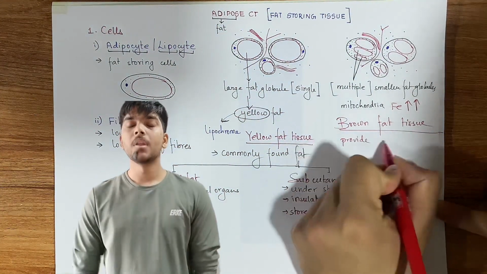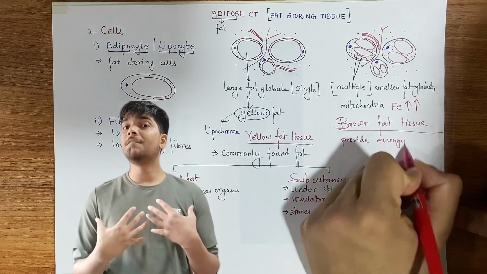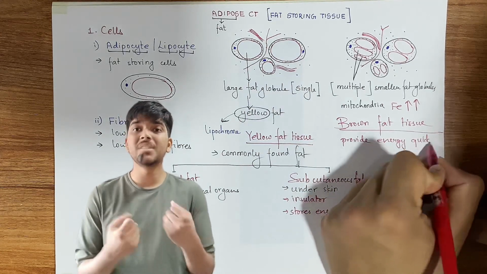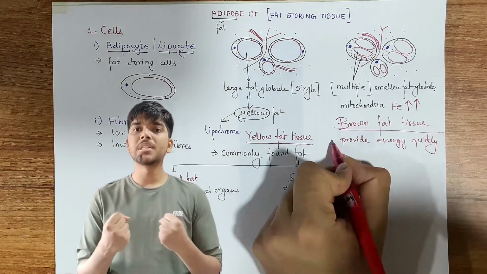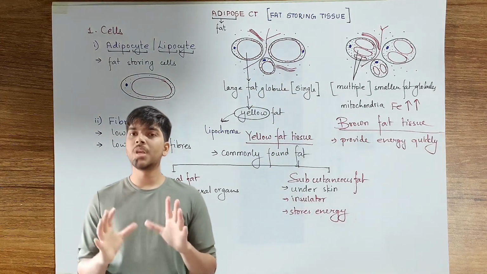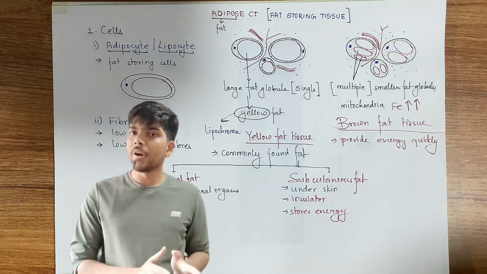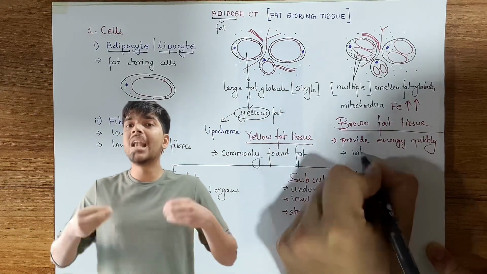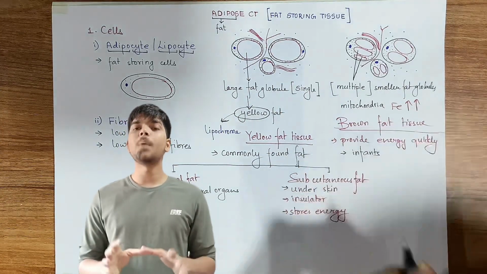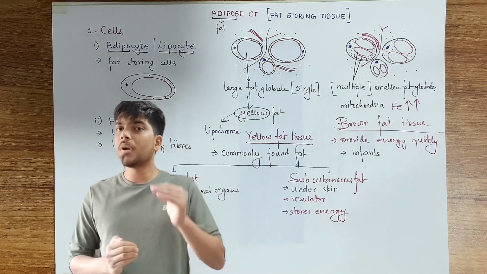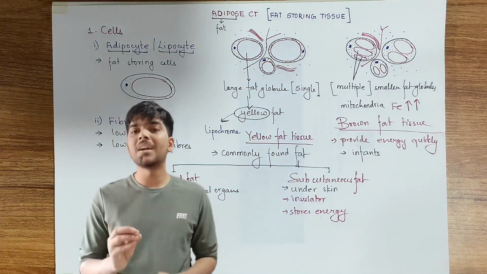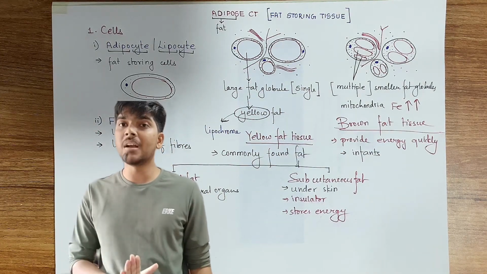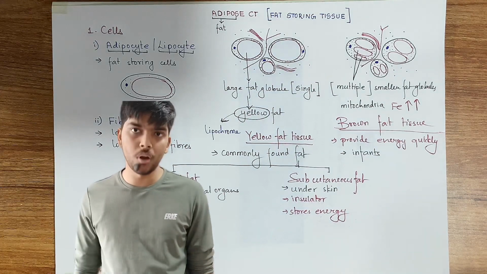But why? When we feel cold, we start to shiver, which produces friction and helps to keep our body warm. However, infants don't know how to shiver. They haven't learned it yet. So as an adaptive feature, they have a higher quantity of brown fat tissue that provides a large amount of heat energy immediately whenever they feel extreme cold.